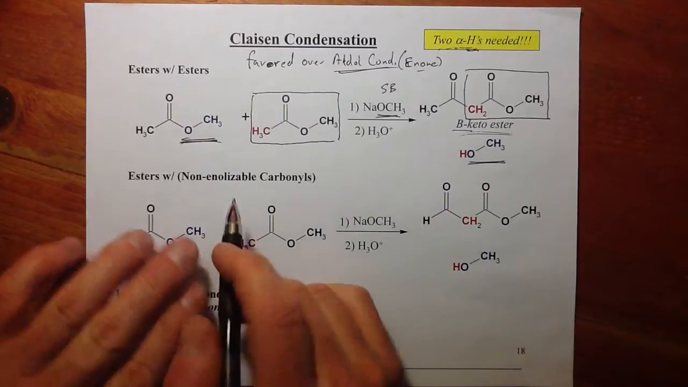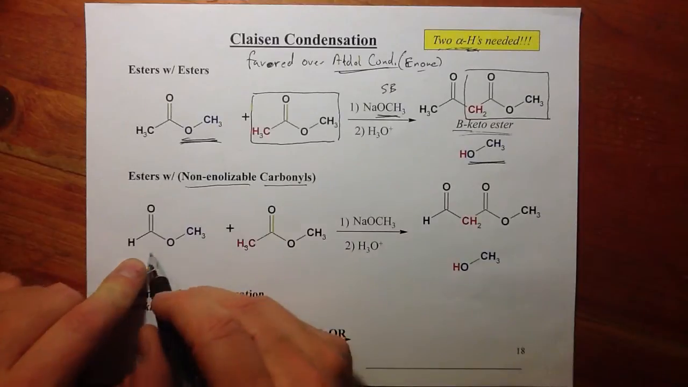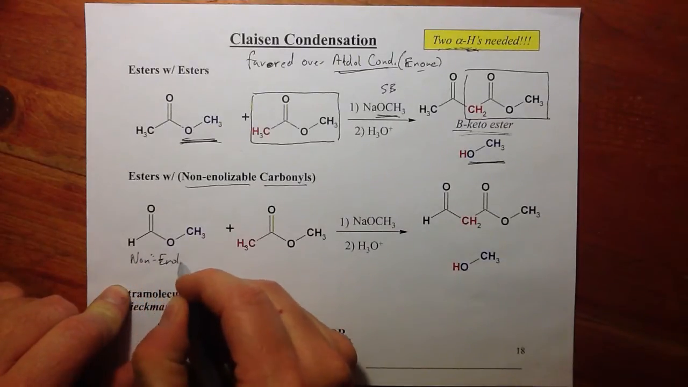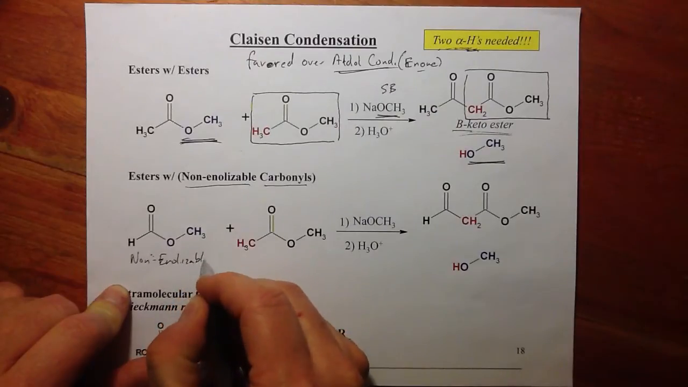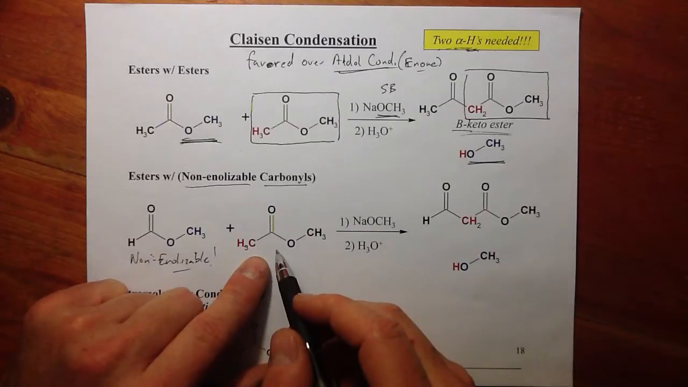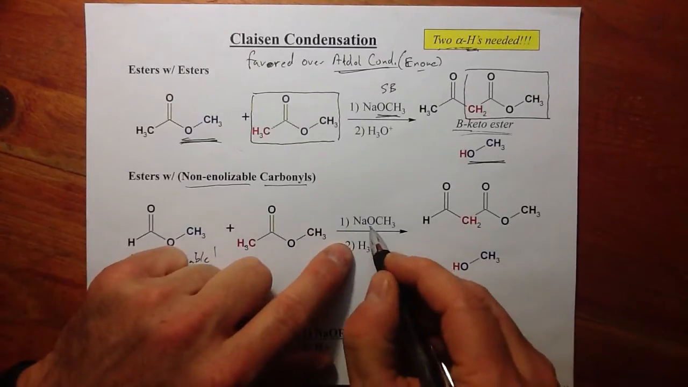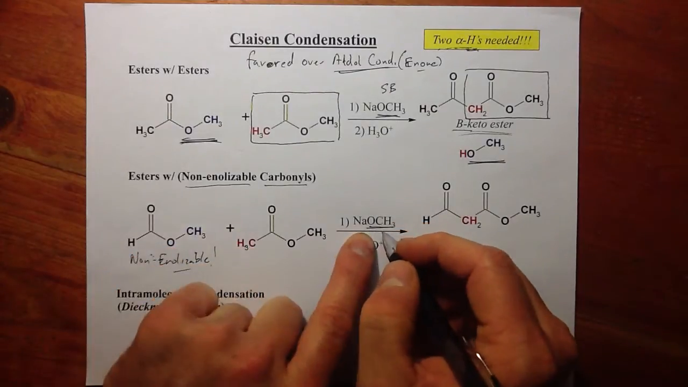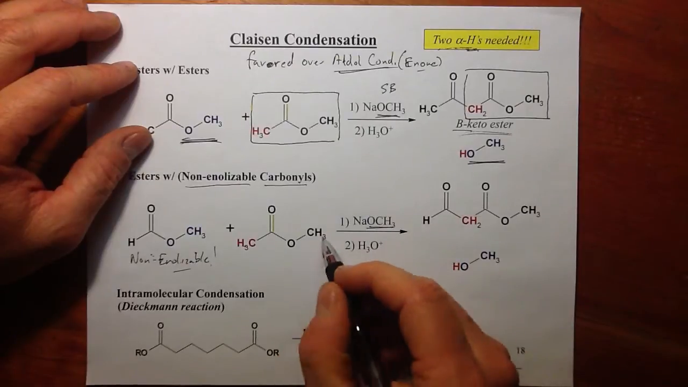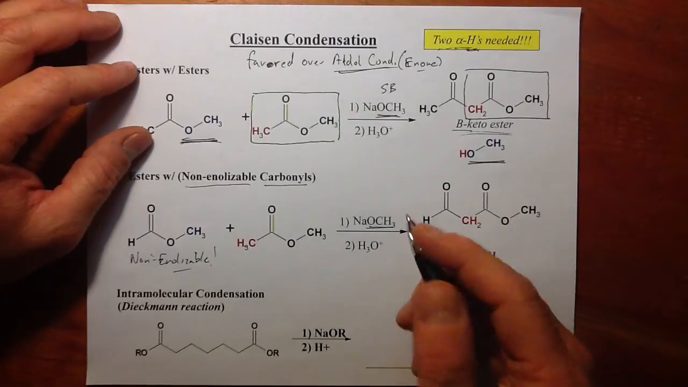Okay, now I apologize. These esters are the same, but here we've taken a non-enolizable carbonyl and we've mixed it with a different ester. So we have an ester that can go to enolate and one that cannot go to enolate. So we've again used methoxide, not NaOH, because we don't want to go to saponification. We don't want to just replace methoxy groups with hydroxy groups and have a proton ripped off. We don't want that.